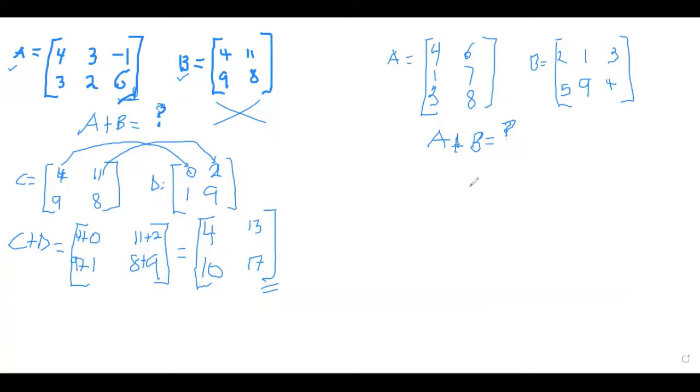I was asking, can we add the matrix A and B? Can we add them? No, why? Because they are not the same. Matrix A is 3 by 2, and matrix B is 2 by 3. So matrix A is what? 3 by 2, right? And matrix B is what? Matrix B is 2 by 3.